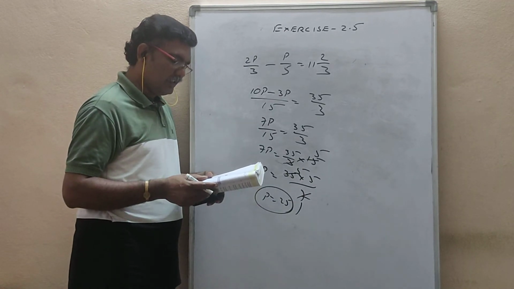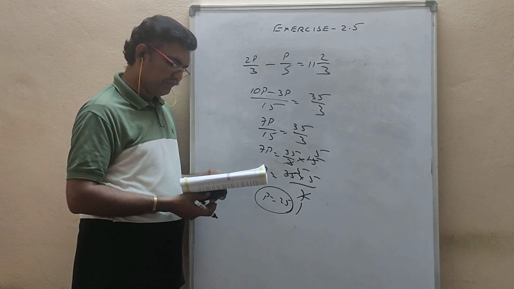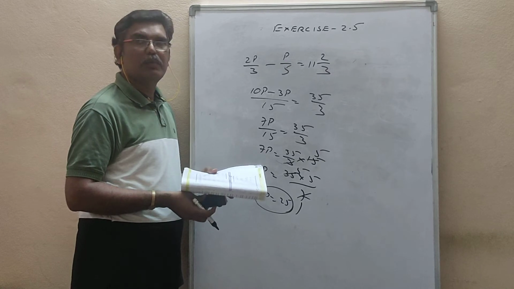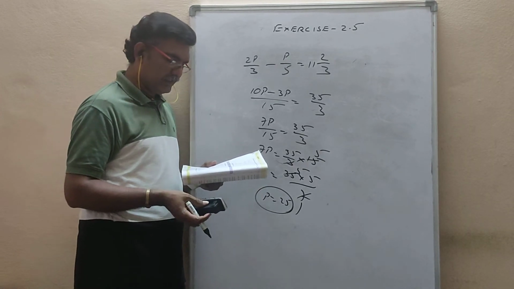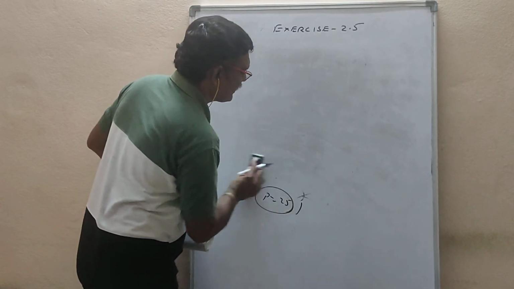So this is exercise 2.5. So try to do as many as possible. If you want one more sum, I will say to you. So it is the last sum.